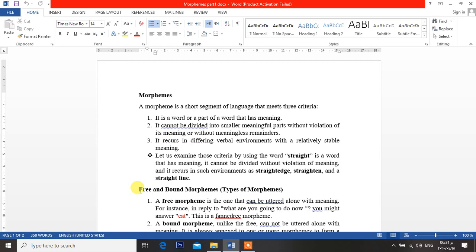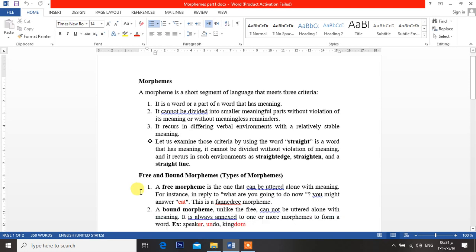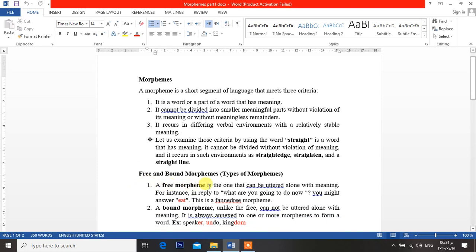Let's turn to the free and bound morphemes, namely the types of morphemes. We have two types of morphemes, free and bound. The first one, a free morpheme, is a word that can be uttered alone with meaning. So we can utter the morpheme alone with meaning.